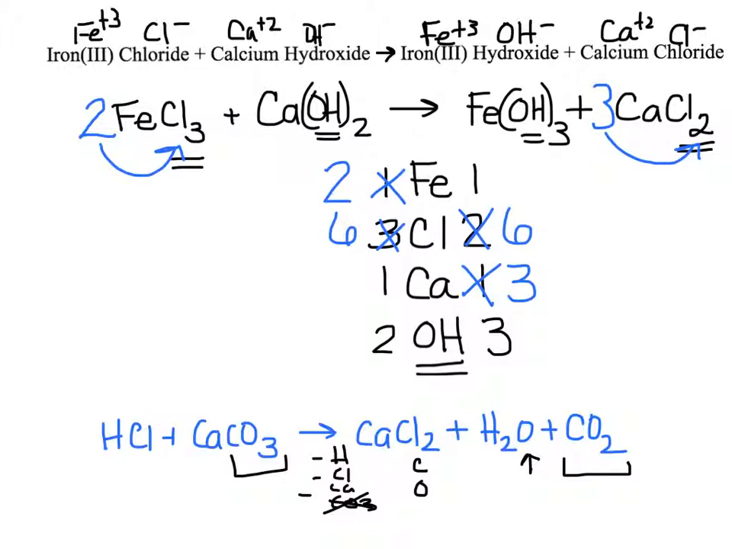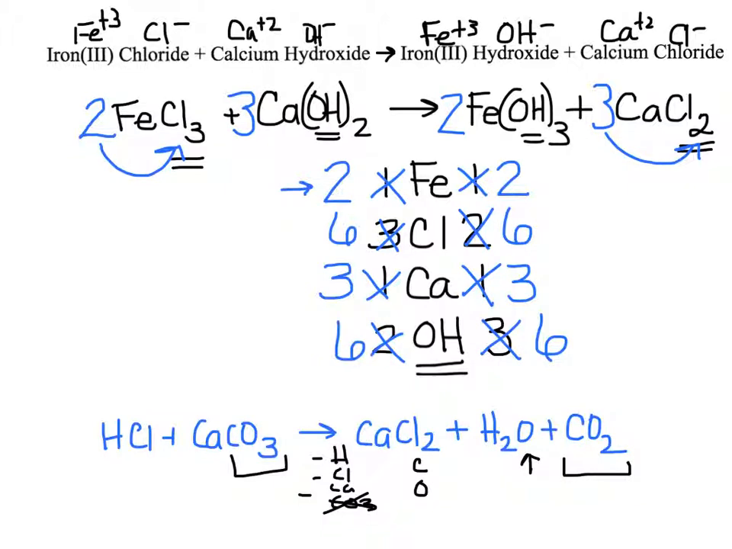We have 2 on the left and only 1 on the right, so I'm going to put a 2 here. We now have 2 irons, and 2 times 3, 6 hydroxides. So now we need to go back to the right. And I notice that if I put a 3 here, I will now have 3 calciums, and 3 times 2, 6 hydroxides. And I'm balanced.